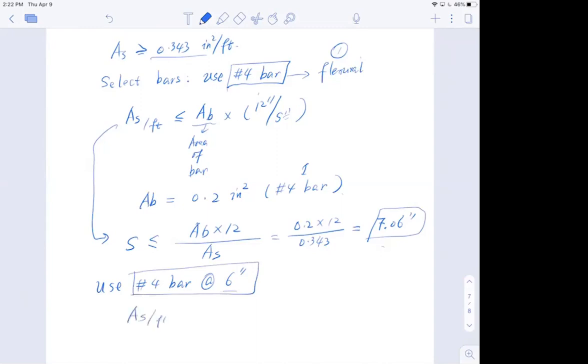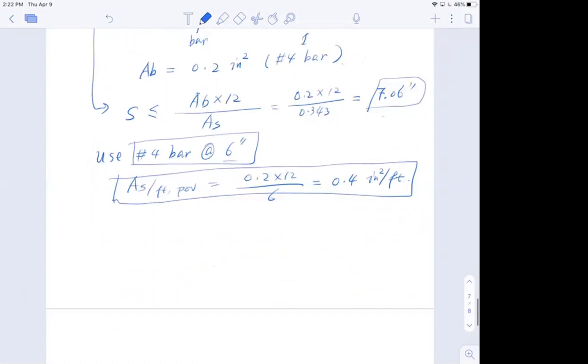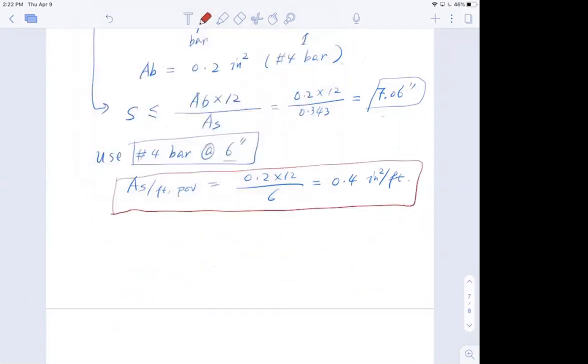So As per foot provided would be equal to 0.2 multiplied by 12 divided by 6 inches. This gives me a number of 0.4 inch squared per foot. This is provided steel. I'll highlight that in red. This is provided. All right, so at this point, I think we're fine.